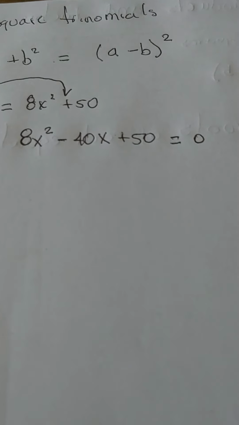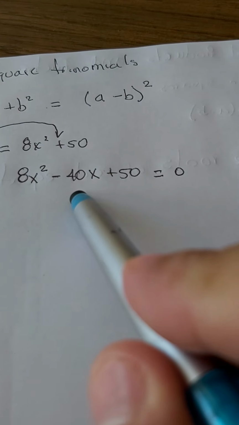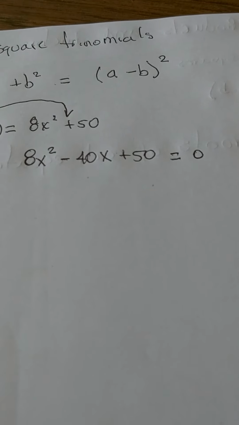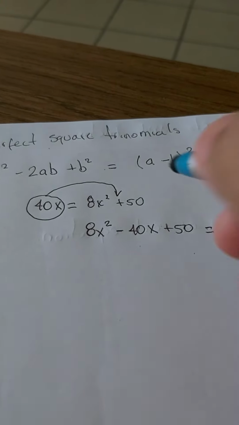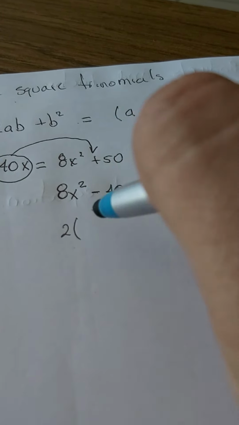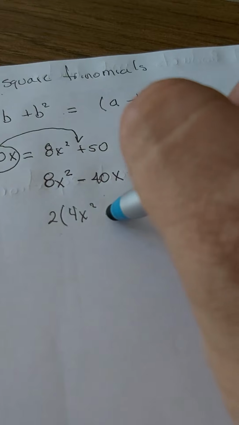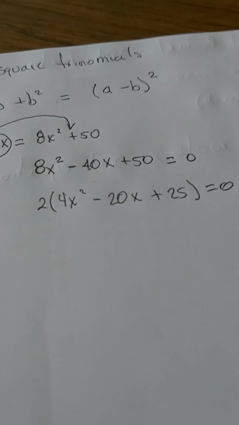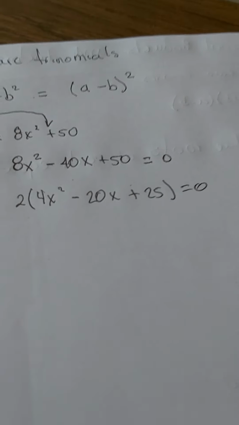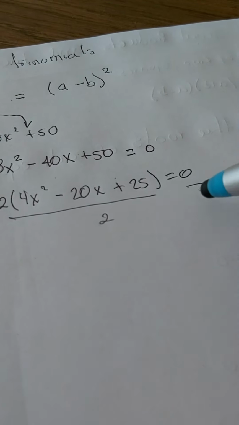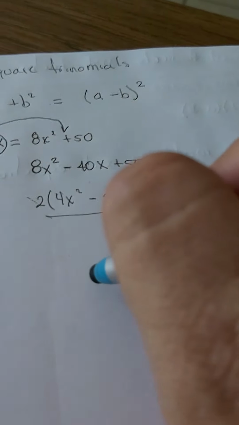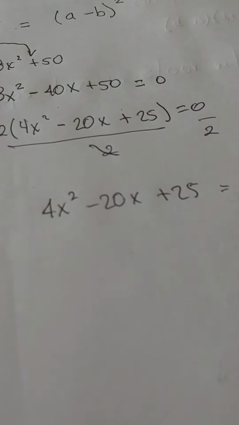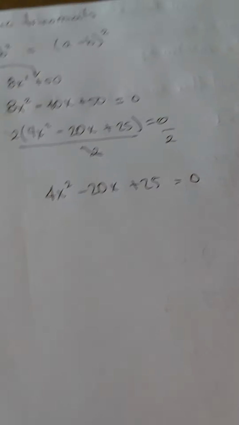Before we start, notice 8, 40, and 50, they're all divisible by 2. So we can factorize by greatest common factor. 2 times (4x squared minus 20x plus 25) equals 0. Divide by 2 on both sides. And we get 4x squared minus 20x plus 25 equals 0 divided by 2, which is 0.